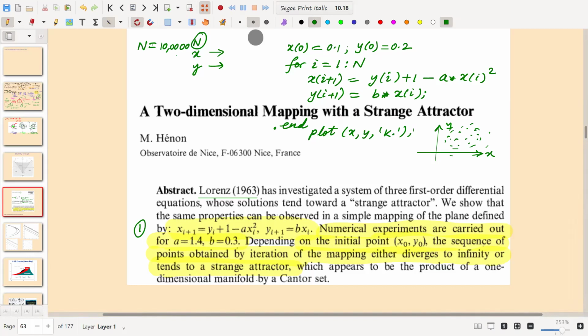You will definitely ask me, sir, what will be the value of a and b? We will take the values of a and b as set here. Let us take a to be 1.4 and b to be 0.3, and let us see how it looks. Can we do this coding assignment? You should get a feel of doing this so that you can admire the chaos.